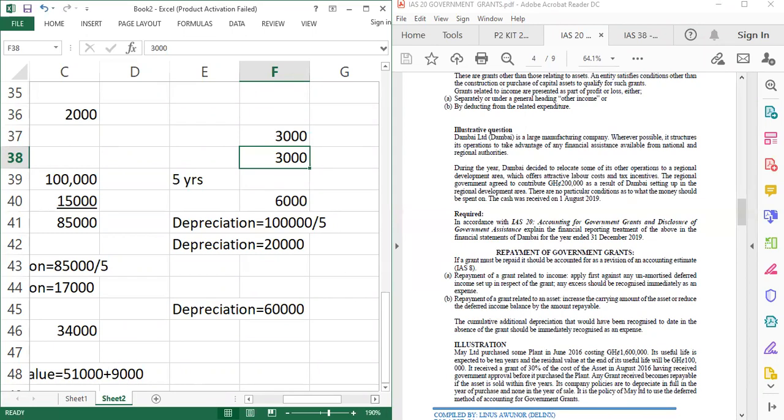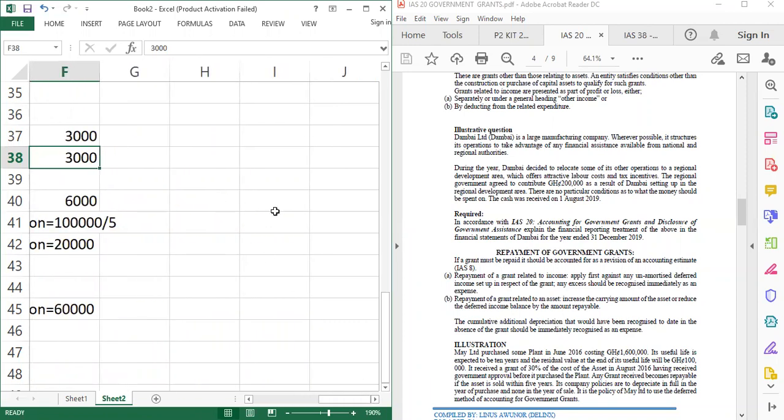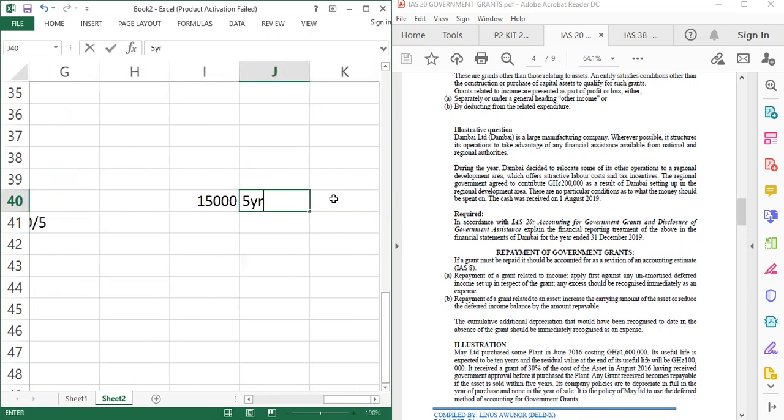Another way of doing this is you take your grant, 15,000. This grant will last for how many years? 5 years, isn't it? We have already done 2 years. It means that we have amortized the grant over 2 years. We have sent 6,000 to statement of profit or loss as income. So we have to go and reverse it. The remaining portion of the grant is 9,000, which is for the remaining 3 years, isn't it?